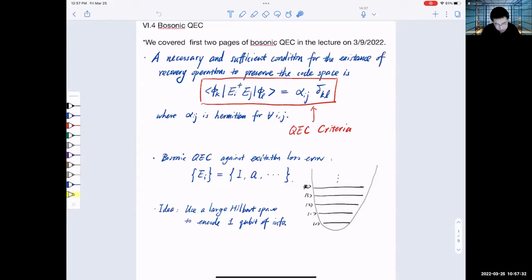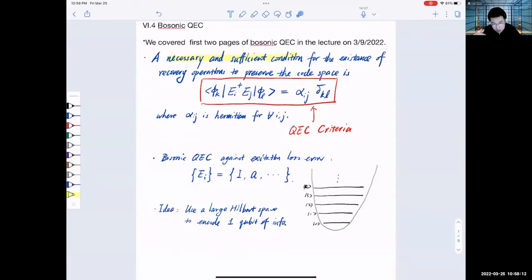Let's recall that we have this very general necessary and sufficient condition for quantum error correction. That should not only apply to qubit systems, but also to bosonic systems. Just to remind ourselves, these phi L, phi K are logical operators. E_I, E_J are the error operators. And this product on the left will be a four-index tensor, which will be decomposed as a product of a Hermitian matrix and the identity associated with these two pairs of indices.